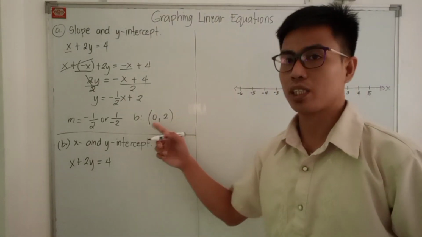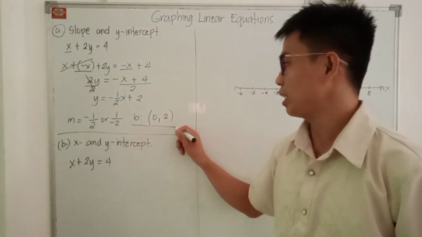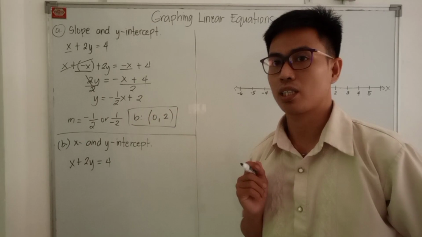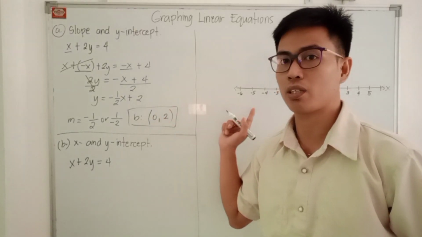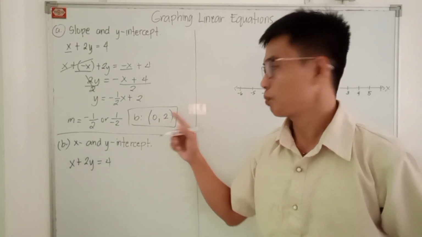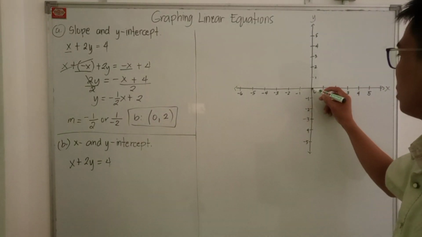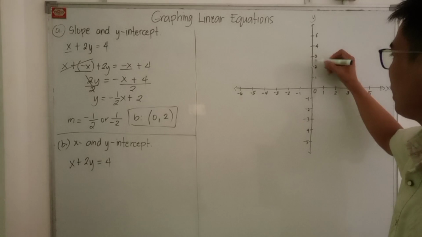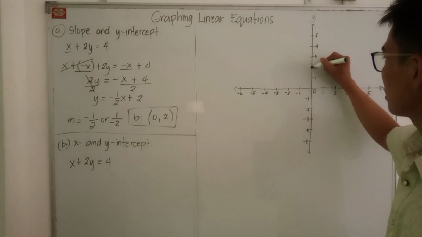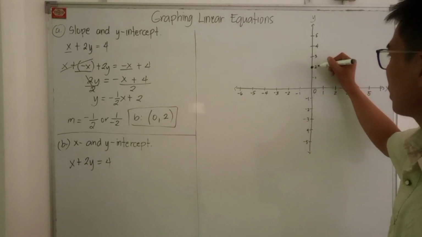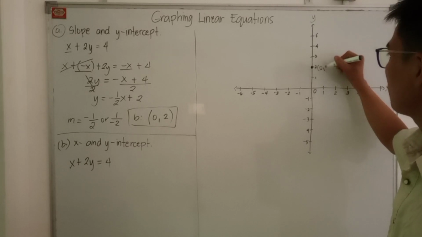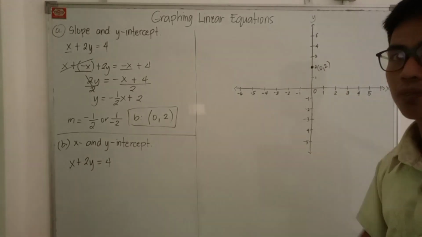Now, so again, same procedure. Ang una natin ipa-plot is yung y-intercept. So, plotting y-intercept in the rectangular coordinate system. So, we have 0, 2. So, 0, positive 2 is 0, positive 2. So, ibig sabihin, nandito siya. So, this is the graph of, or this is the point 0, 2.